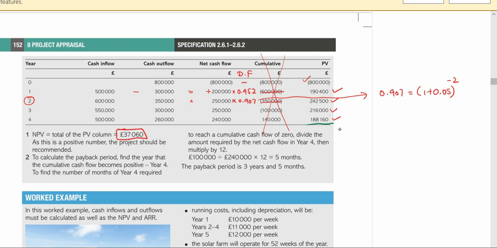When we total this, because this is the negative value, this is the positive, and this is the negative, minus plus, ultimately we get the positive value of 37060. It means at a 5% discounting factor, the project is favorable. Are you getting this point? Any problem in this?